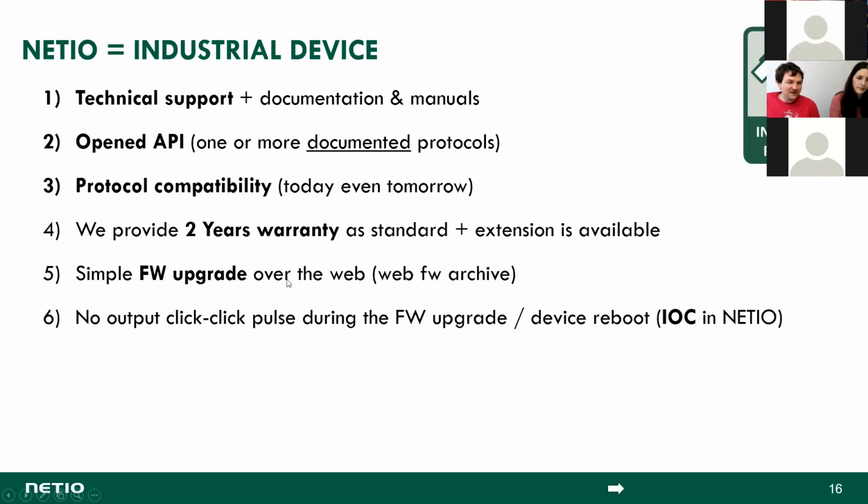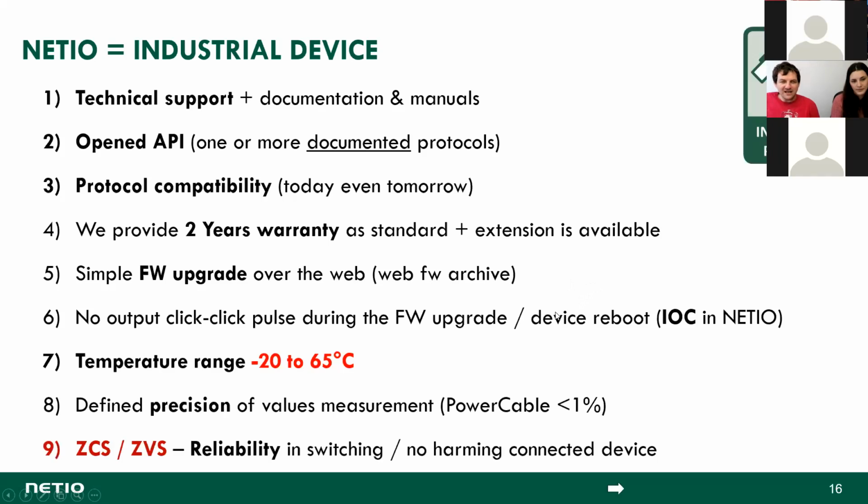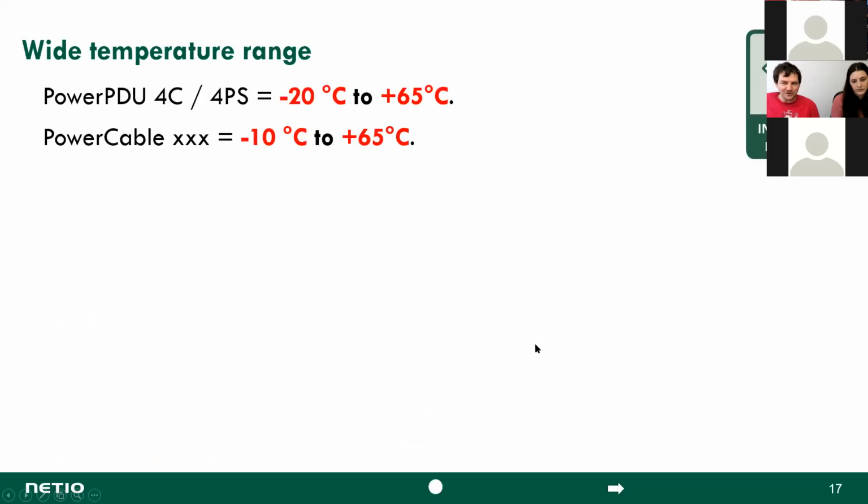Believe it or not, most of the devices from China do not allow you to upgrade the firmware, of course. And have you seen any Chinese product with new firmware? And there is no click pulse during the firmware upgrade. That's quite important. We have a quite wide temperature range, typically -20 to +65. And we have quite high precision of the value meter. So that's what we call an industrial device. The last feature is zero current or zero voltage switching, which is a bit of a scientific definition.